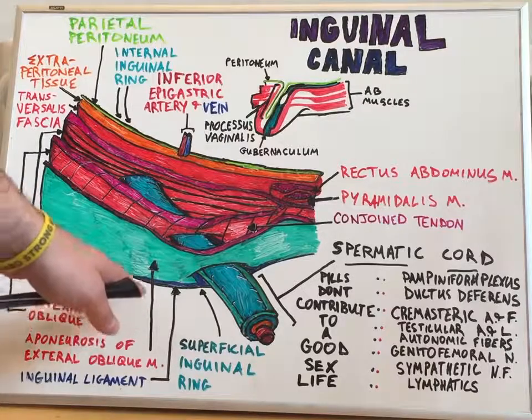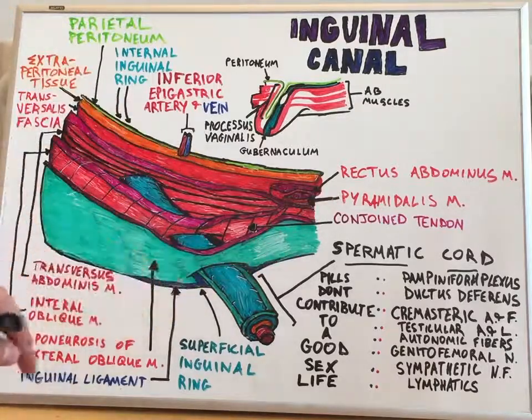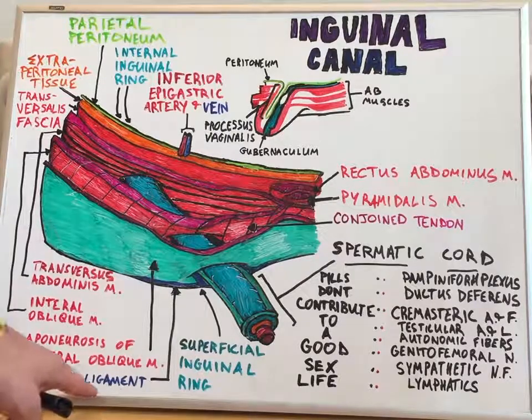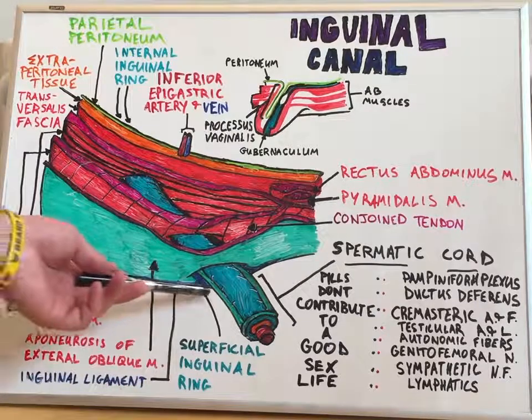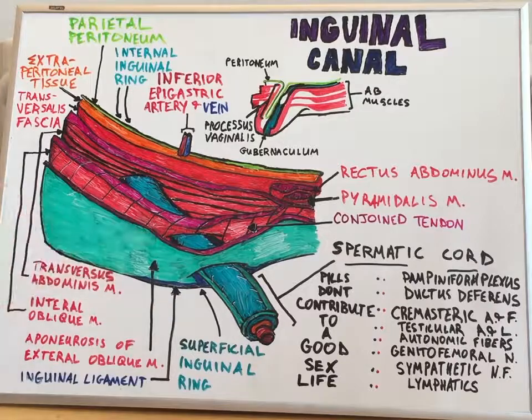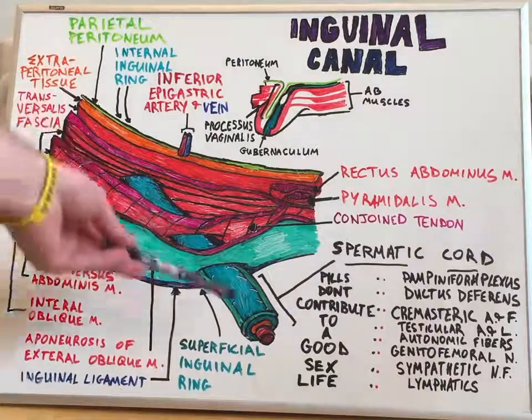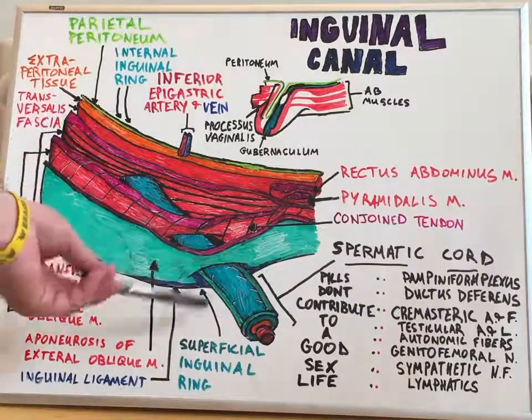And we also have the floor of the canal, which is actually the top portion of the inguinal ligament, as we can see here in blue. So essentially creating a passageway for the spermatic cord.